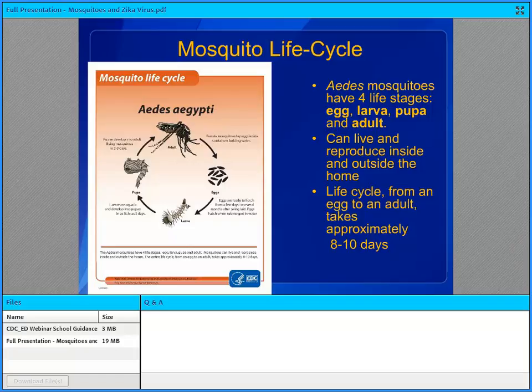You could see that the eggs, larvae, and pupa require water. Eggs are laid at the surface of the water. The larvae will actually live and eat and swim in the water, and the pupa, which is the last stage before it emerges as an adult, also happens in the water. This is really important to understand the importance of water in the mosquito life cycle because it plays a critical role in how we help control the populations of mosquitoes. The entire life cycle from egg to emerging adult is about 8 to 10 days.